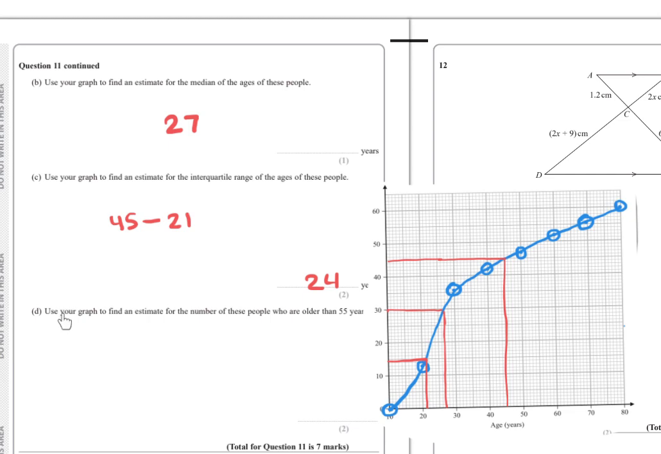Now D. Use your graph to find an estimate for the number of these people who are older than 55 years. From the x-axis, start from 55, draw a vertical line till you reach the curve, then find the corresponding value, it's 50. So now to find older than, 60 minus 50, which is 10.